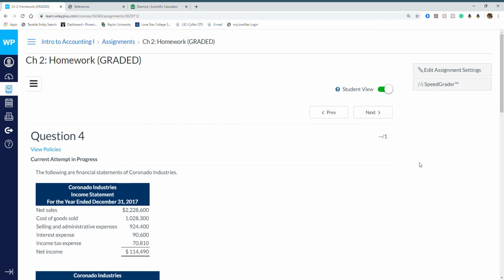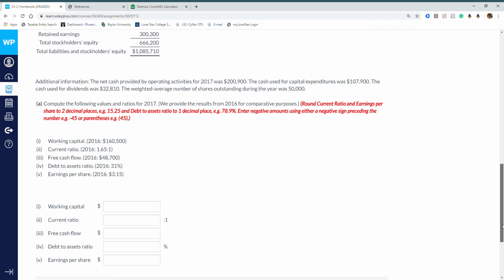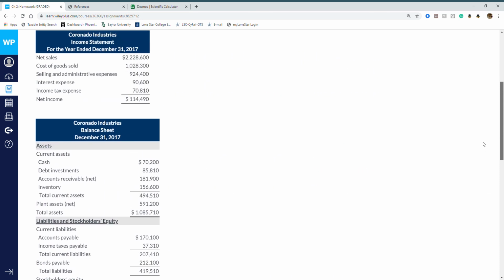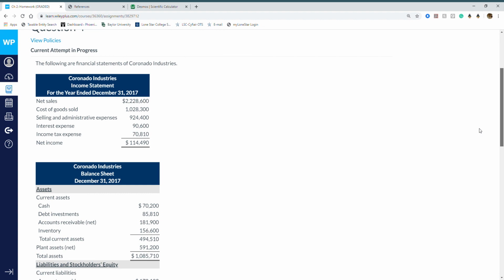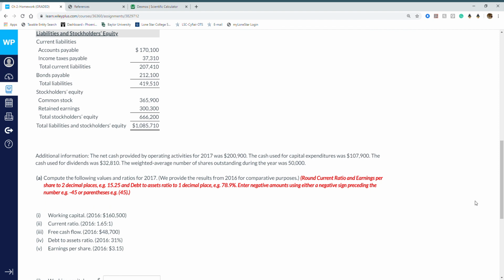Question number 4. Let's see. So again, we're doing the formulas. The following financial statements of Colorado Industry, with additional information: net cash provided by operating activities, cash used for capital, and the cash. So they give you the free cash flow right here, and they give you the weighted average number of shares, so you don't have to compute it.